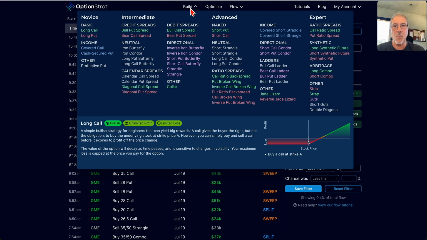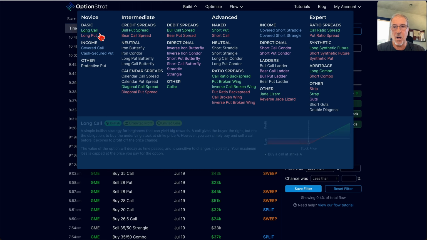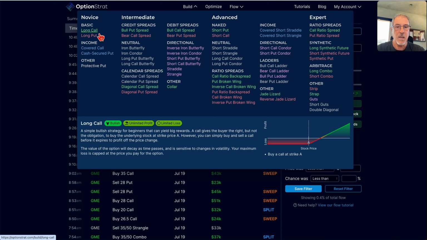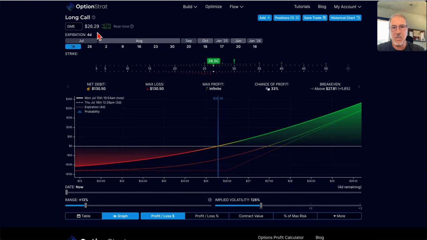So I want to come in, I want to build a bullish trade. I could just simply buy a long call if I wanted. I could just come in and buy a specific long call. That's about as bullish as it gets. But that long call is going to be somewhat expensive. If I bought a close to the money long call here, I'm going to spend $130 on that.